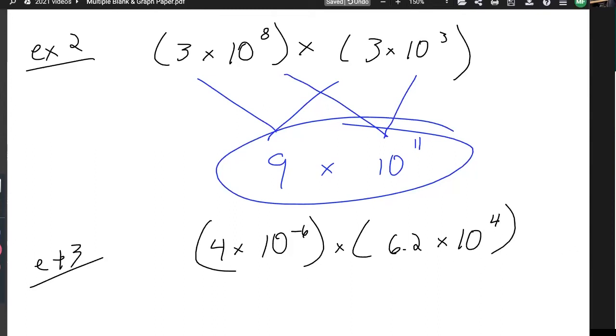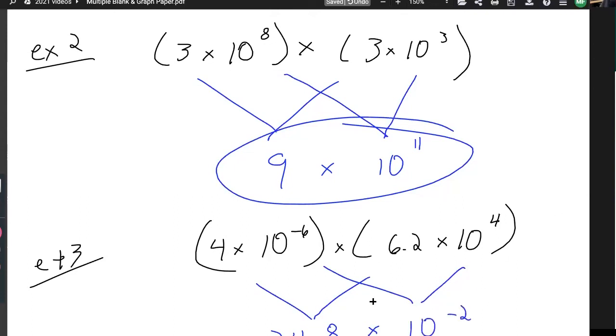I'm going to pull up my calculator here. I'm going to multiply 6.2 times 4, and I get, what do I get? 24.8. Okay, so 24.8. And then let's multiply our powers of 10. Let's see, 10 to the negative 6 times 10 to the fourth. So add the exponents, and you get 10 to the negative 2.